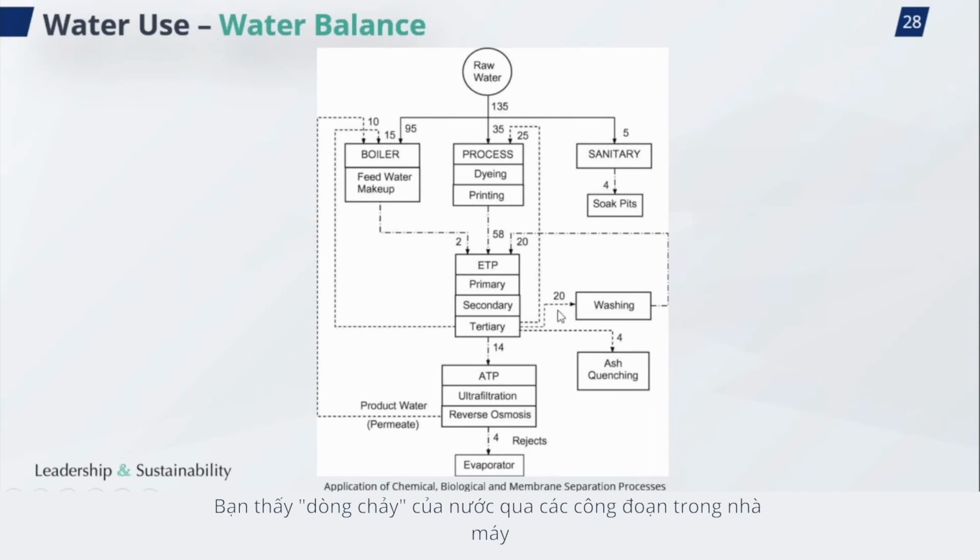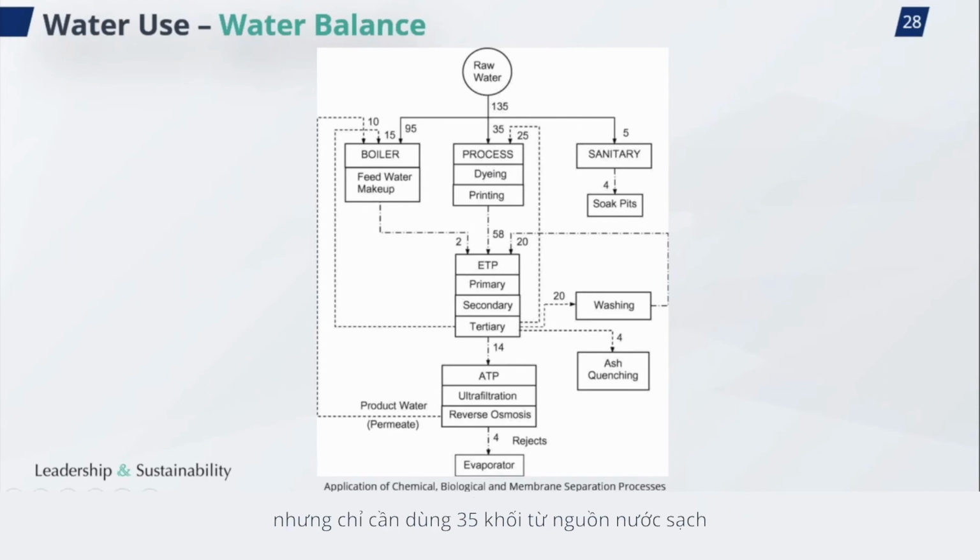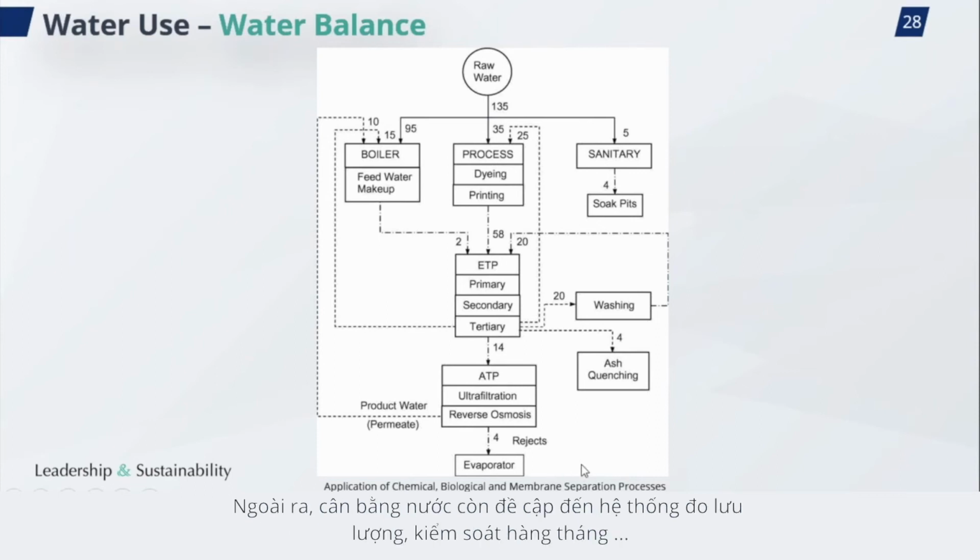We also have some recycling here. So you can see that after the tertiary wastewater treatment, the third step in the wastewater treatment, we have recycling of 25 cubic meters per day that goes in here. So in total, what goes into the process here is actually 60 cubic meters per day, but only 35 cubic meters fresh water, etc. And then you can see what it looks like throughout the balance. So this is what is expected when you develop a water balance.